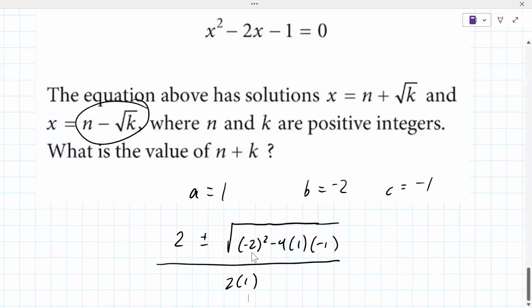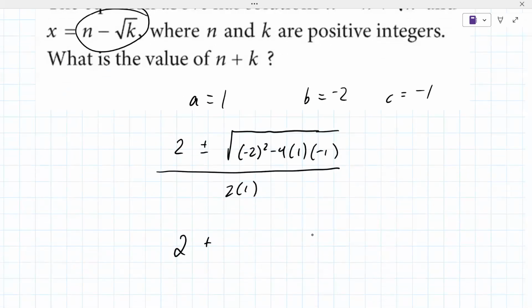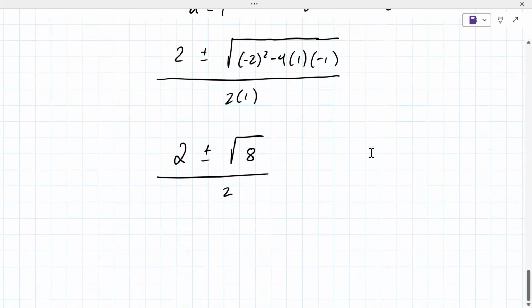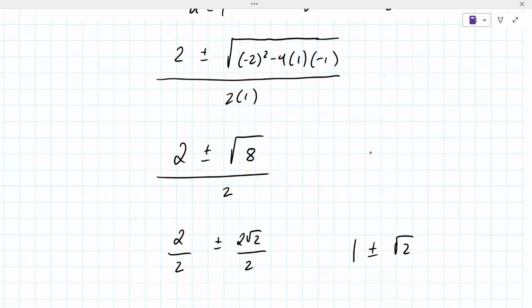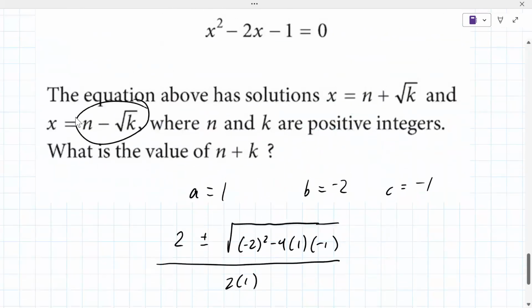Now, very important that when you substitute, use parentheses. That avoids some sign problems. So negative 2 squared is 4, and this becomes plus 4. So what I see is 2 plus or minus the square root of 8 over 2. How does yours compare to that? That's what I got. And then I got 2 plus or minus 2 root 2 over 2. Okay, that's good so far. So that means it's 1 plus or minus root 2. That was good to know. I just got rid of the 2 instead of substituting with 1.